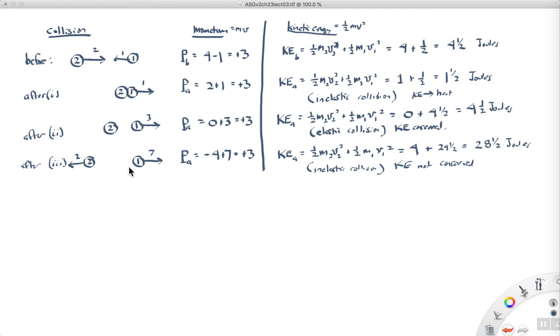What's happening in that case is the dynamite had some chemical energy stored in the bonds between the atoms. And when they strike and ignite, that chemical energy is turned into energy of motion, or kinetic energy. So there must have been something like 24.5 joules of chemical energy that was released into kinetic energy. So that's a realistic kind of collision.